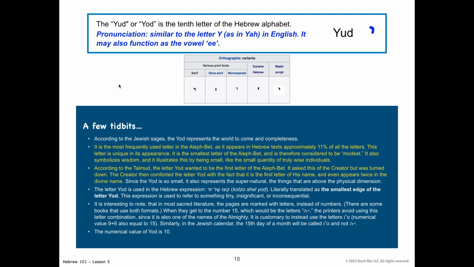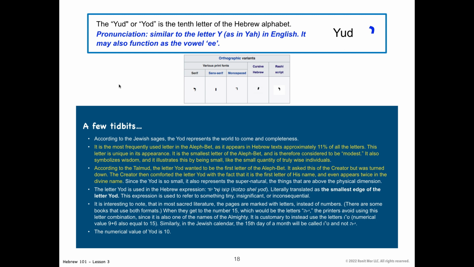Since the Yod is so small, it also represents the supernatural, the things that are above the physical dimension. The letter Yod is used in the Hebrew expression Kotso shel Yod, literally translated as the smallest edge of the letter Yod.